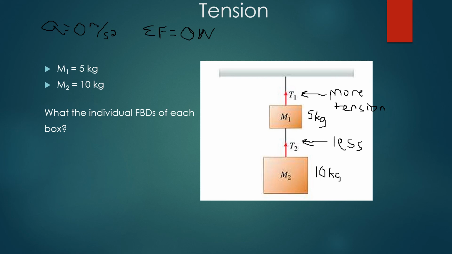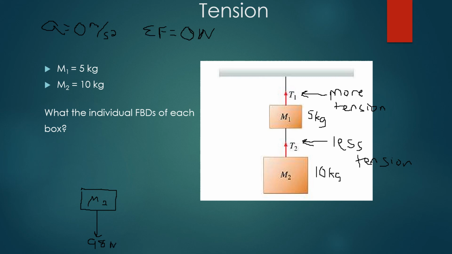Let's do this by drawing a free body diagram of each individual box. All right, so I'm going to start with M2. M2 has a mass of 10 kilograms. Because this is being held vertically, I know that gravity is pulling on it. Gravity is going to be 9.8 times the mass, or 98. 98 newtons is going down.